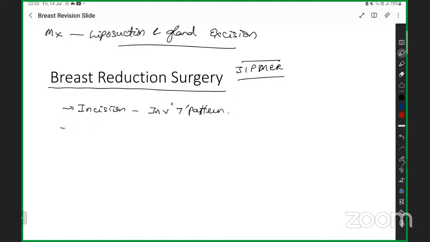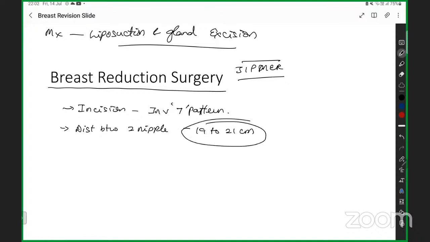Okay, so the distance between two nipples is going to be 19 to 21 centimeters. The distance between two nipples is 19 to 21 centimeters. So this is what you need to remember. Okay, this is going to be a nipple, right? So what they will do is put a circular incision like this, then put another like this. So this is how the incision is given in breast reduction surgery. Okay, can you understand this? This is how they give it in breast reduction surgery.